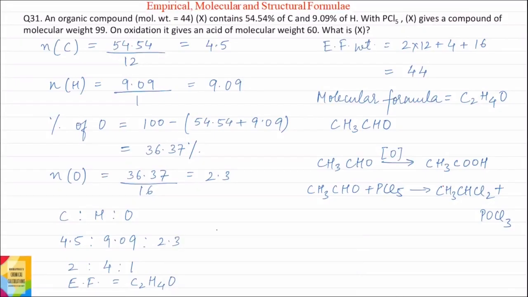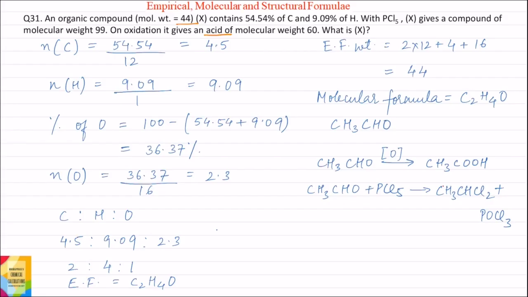Question 31. An organic compound X, molecular weight is given as 44, contains 54.54% of carbon and 9.09% of hydrogen. With PCl5, X gives a compound of molecular weight 99. On oxidation, it gives an acid of molecular weight 60. What is X? Now, since on oxidation it gives acid, therefore the given compound is either aldehyde or an alcohol.